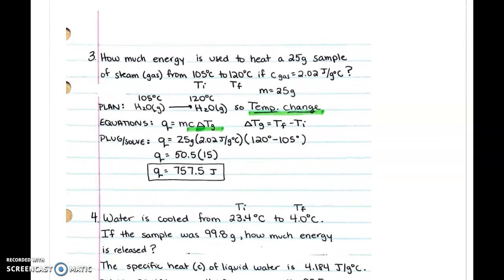This one goes back to one of the earlier types of problems we were doing in this unit. How much energy is used to heat a 25-gram sample of steam, so this is gaseous water, from 105 degrees Celsius to 120 degrees Celsius if our heat capacity, which is our specific heat, is C gas, for a gas, is equal to 2.02 joules per gram degree Celsius.